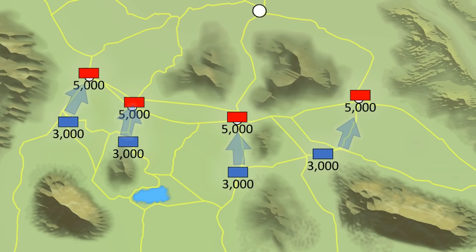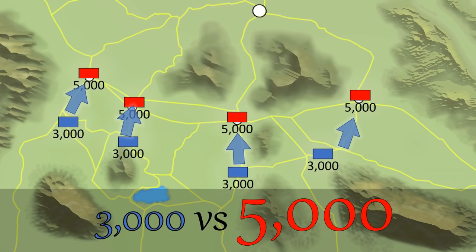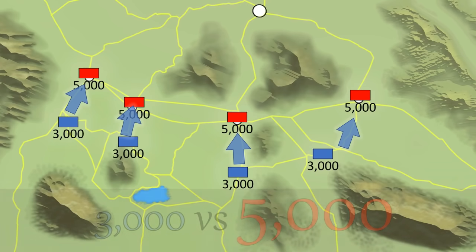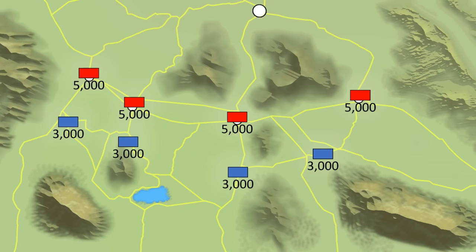So, if you were to order a mass attack all along the front, it would be 3,000 versus 5,000. Not good odds. However, Napoleon would do something clever. On the eve of battle, he would concentrate his forces, perhaps leaving only small detachments to cover the front. And then he would choose to attack only one point, preferably the weakest, and crush them there. Thus, at the actual point of contact with the enemy, it is you who outnumbers them.